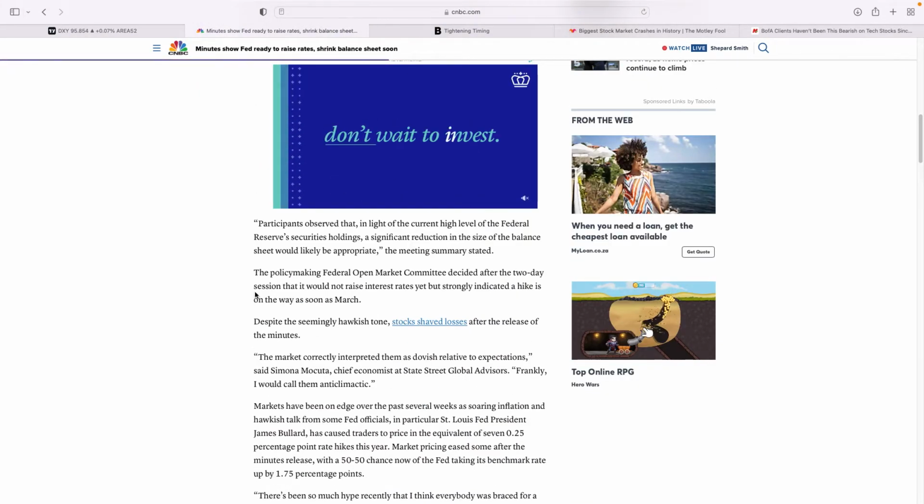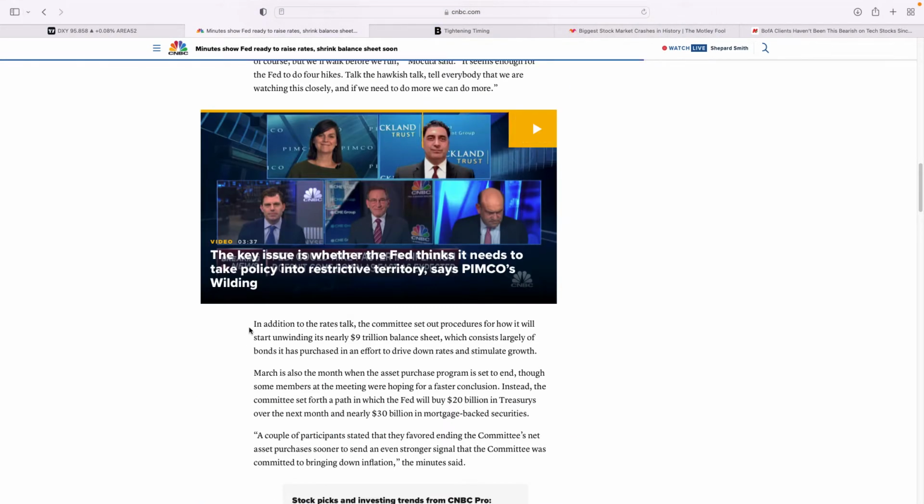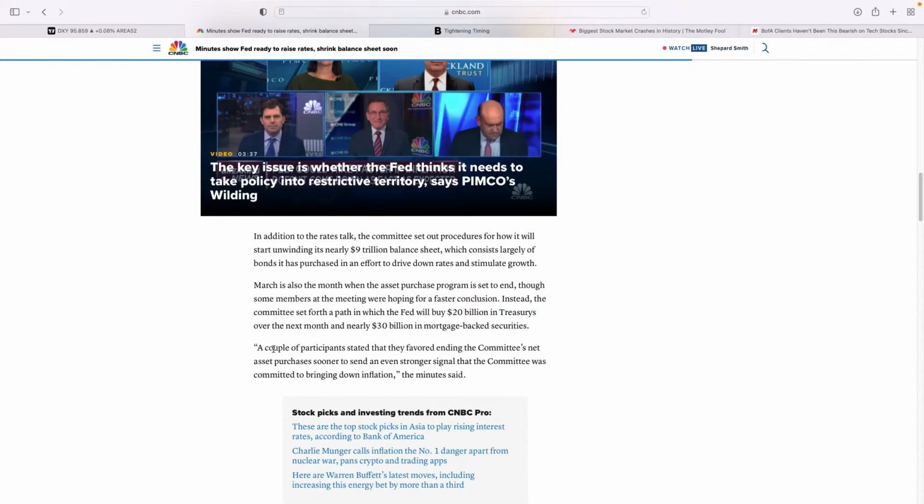Here it says the policy making Federal Open Market Committee decided after a 2 day session that it would not raise interest rates yet, but strongly indicated a hike on its way as soon as March. So once again, we knew that this was going to happen only in March, and then you get people coming out of nowhere saying that the Federal Reserve could do an emergency interest rate hike, and so you got all of this stuff. People are just confusing us with the information, and now we know that we can expect the Federal Reserve to come out and hike the interest rates as well.